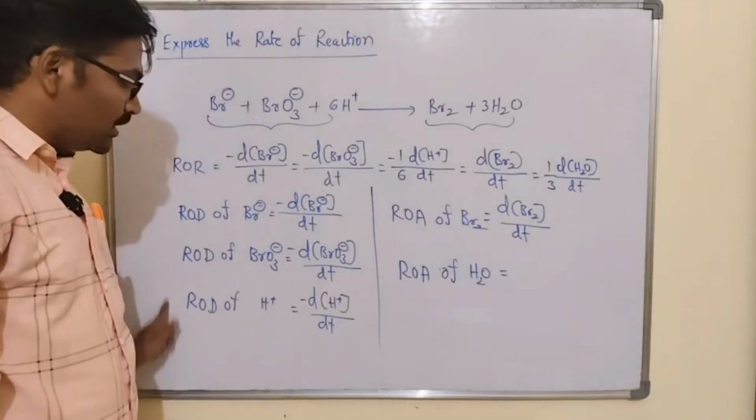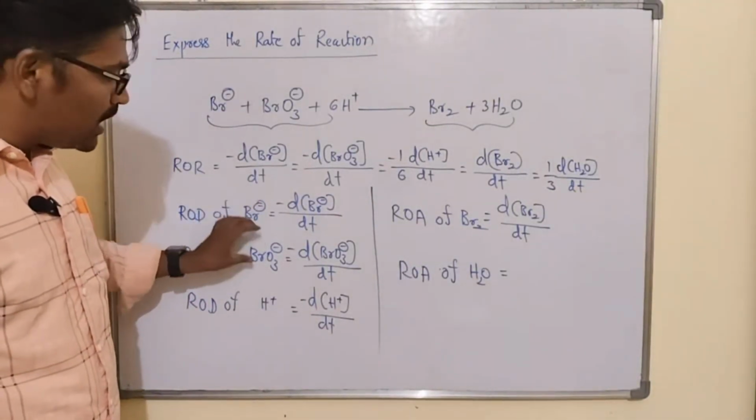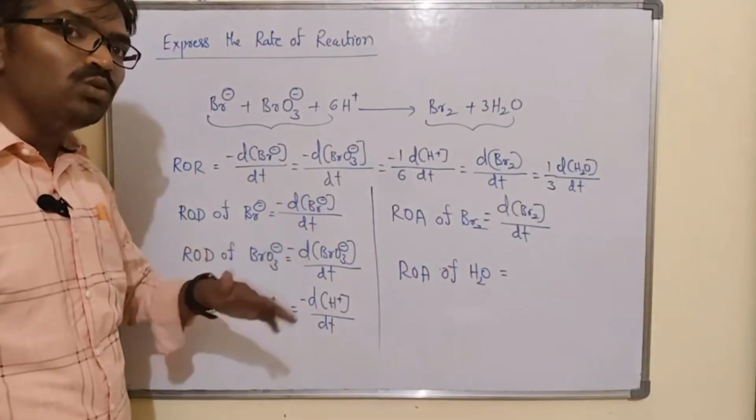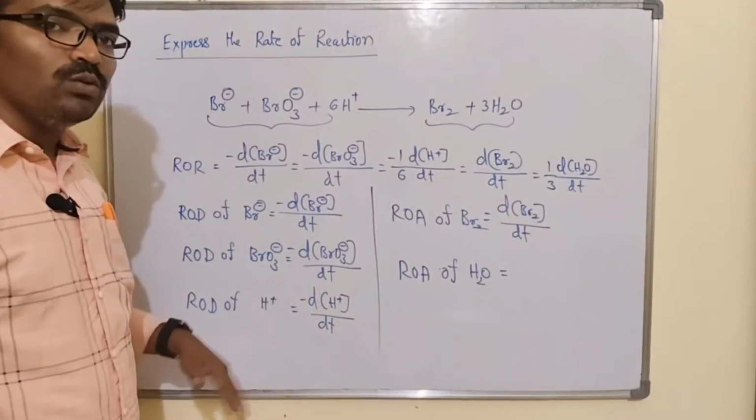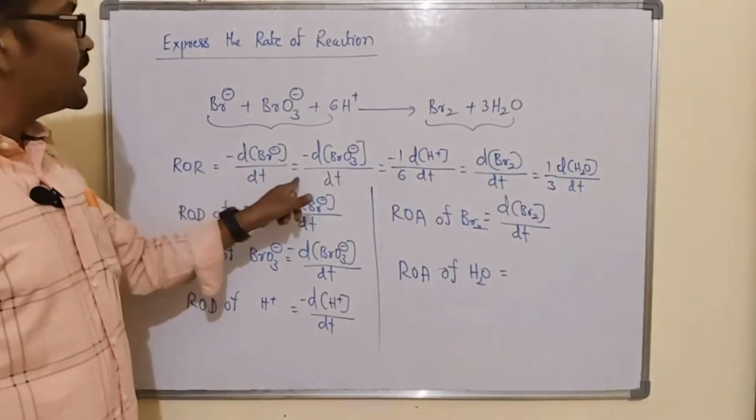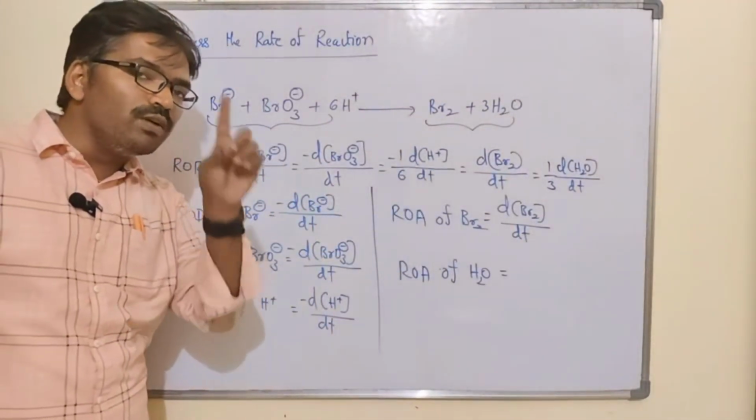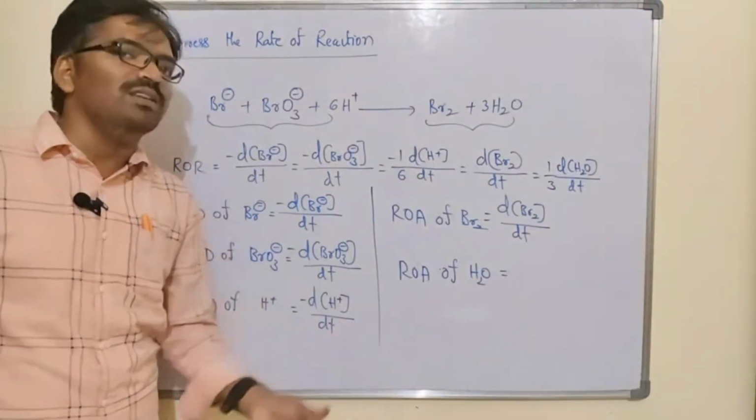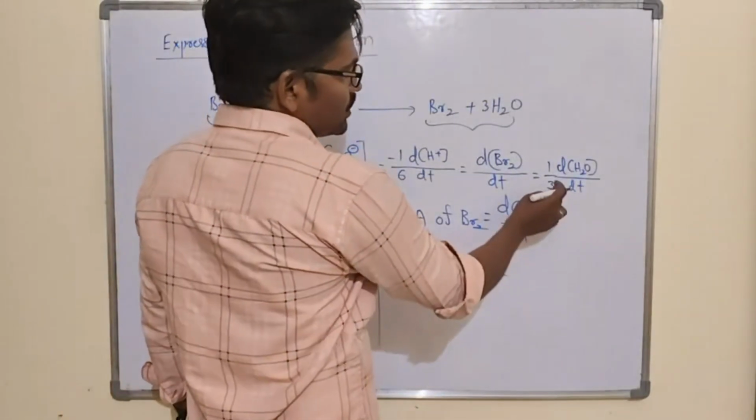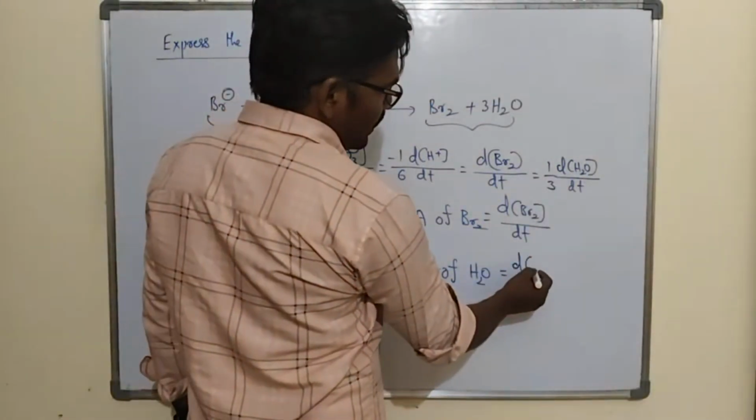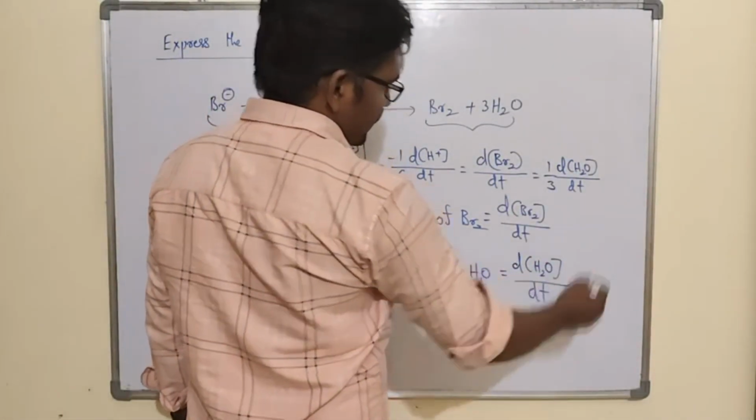The disappearance of Br minus will not be equal to the disappearance of BrO3 minus, and similarly not equal to H plus. But the rate of reaction can be equal for all, because rate of reaction we can measure for only 1 mole of any reactant or product. So when taking the rate of appearance of H2O, even if there is a stoichiometric coefficient, we don't take it. So d[H2O] divided by dt, like this you can take.